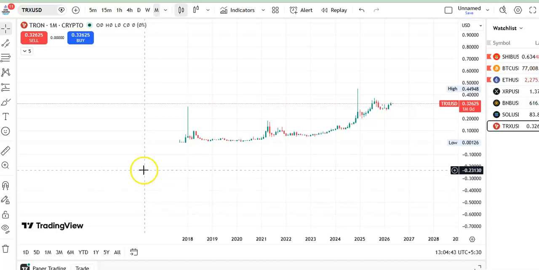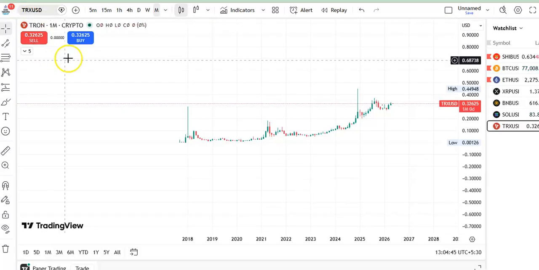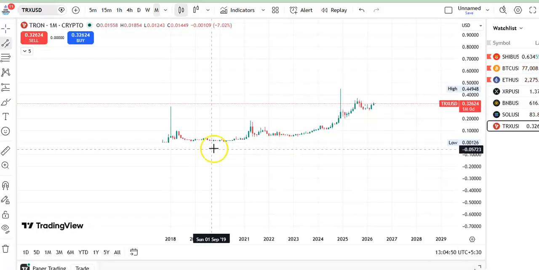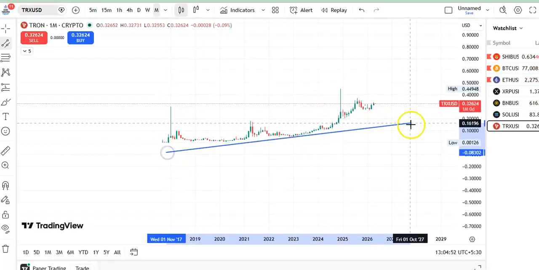Today I'm going to talk about this cryptocurrency, that is TRX coin or TRON coin. In this video I'll be talking about the latest technical analysis. So let's begin. You can see that I'm in the monthly chart, so let us draw the trend lines.